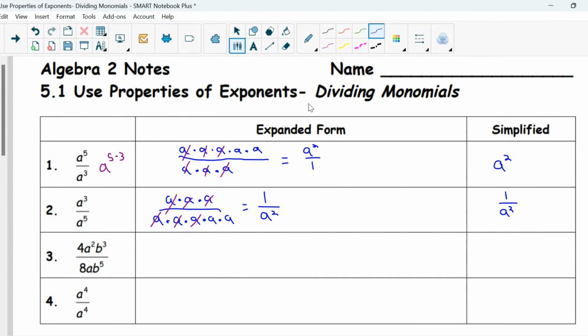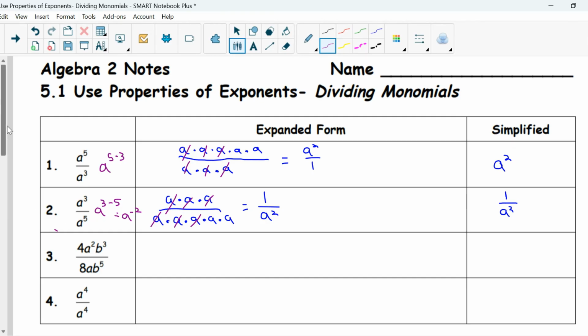Okay? We can also write this with our shortcut. A to the third minus the fifth power, which you'll notice the shortcut here gives us a to the negative second power. A to the negative second power is the same thing as saying 1 over a squared. A negative exponent flips into the denominator and becomes positive. Okay? It doesn't really matter how you write your answer there. Okay, we are going to skip 3 and 4. We can talk about those together in class.